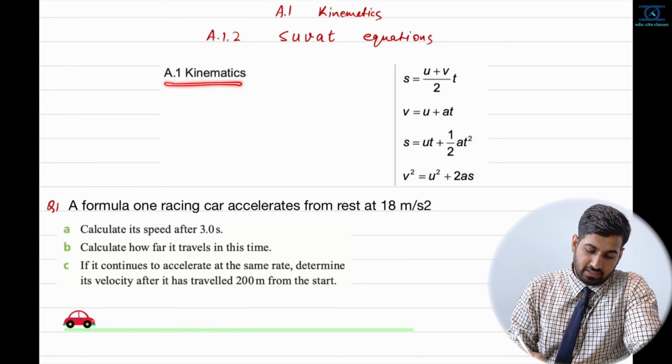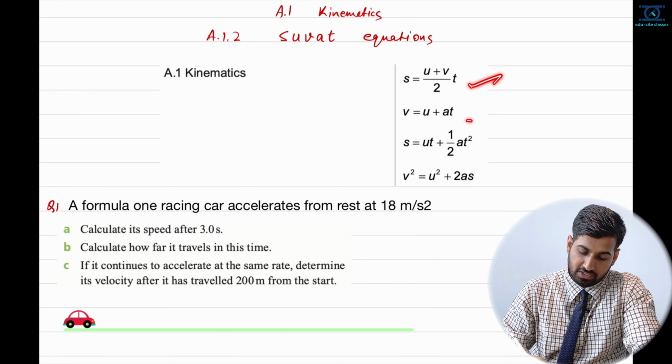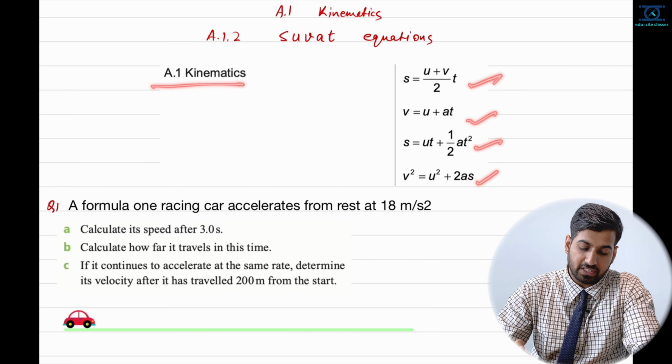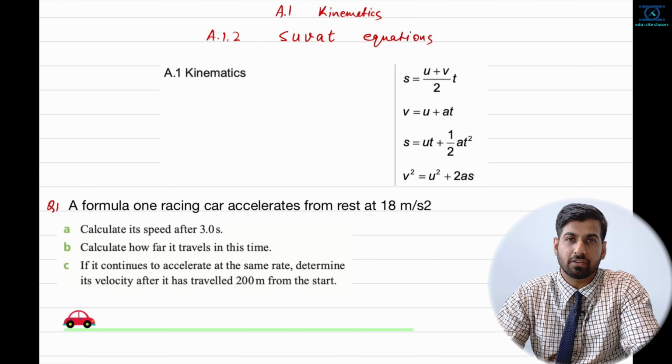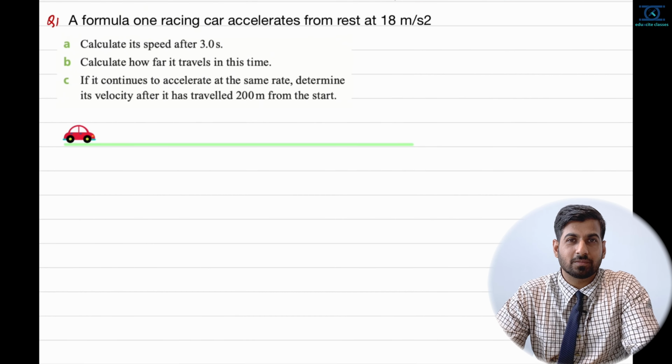Okay, so these are the equations that are given to you in your data booklet. You can use these equations, which are for the A.1 kinematics. These are nothing but called the suvat equations. Now the very first question, you can pause and solve.